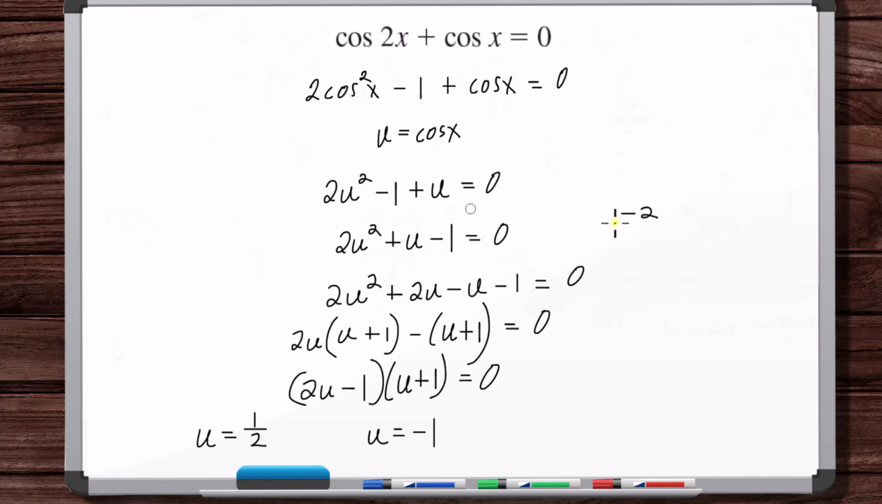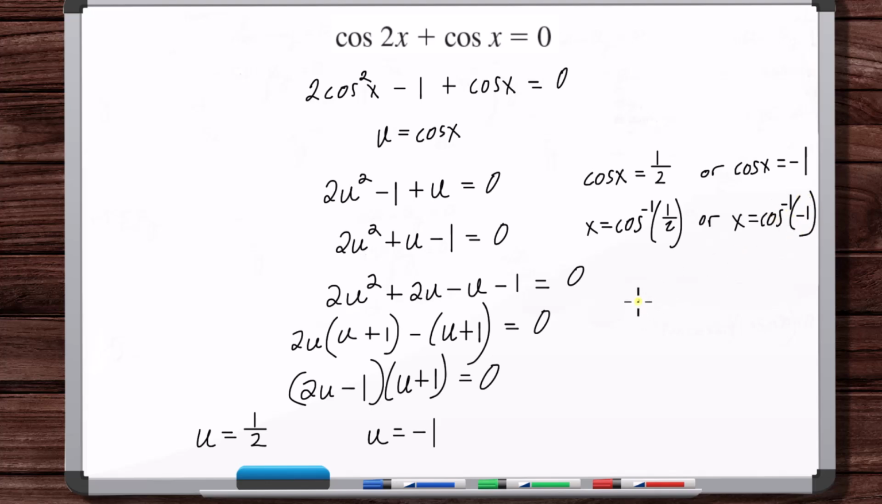But u is equal to cosine x. So cosine x is equal to 1/2, or cosine x is equal to minus 1. So x is equal to inverse cosine of 1/2, or x is equal to inverse cosine of minus 1.